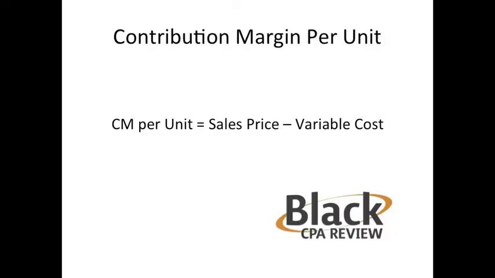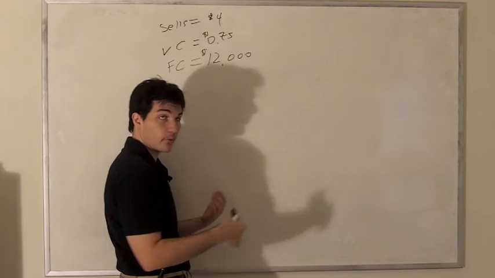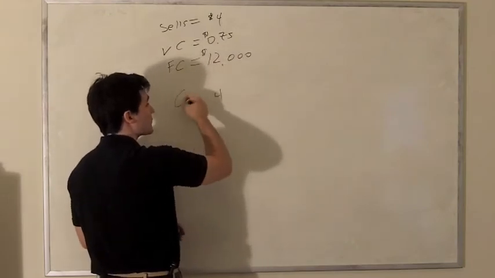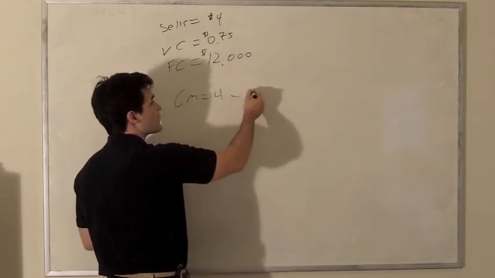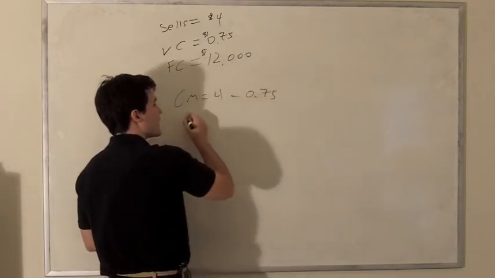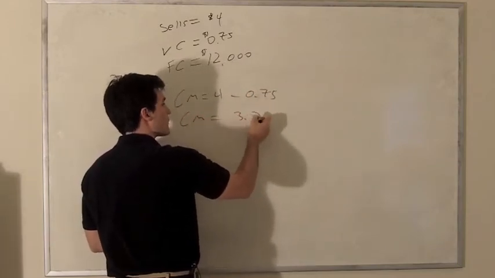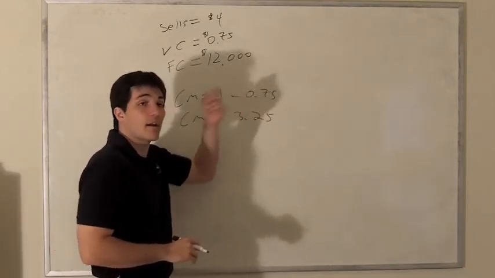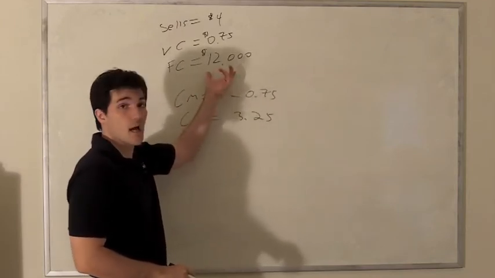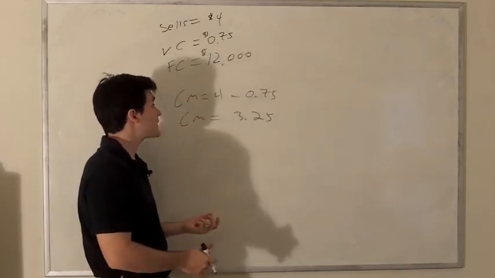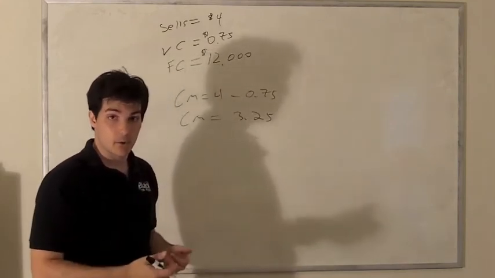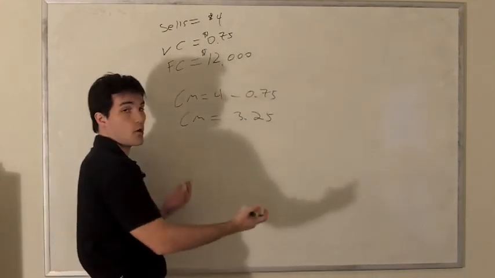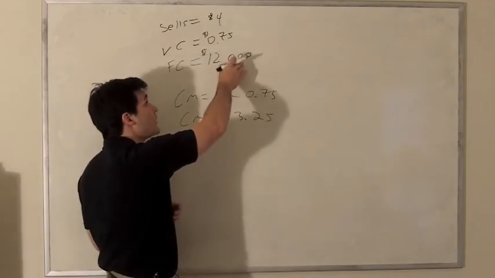All right. So the contribution margin per unit equals your sales price minus your variable costs. Using our example from before, you had your sales price of $4. You subtract variable cost, gives you a contribution margin of 3.25. Okay? And the contribution margin is the amount of the sale that goes to directly offset fixed cost. So it's the sales price less variable cost. The remainder is your contribution margin. The remainder is the amount that goes to offset fixed costs.